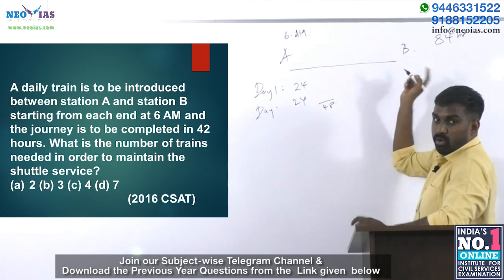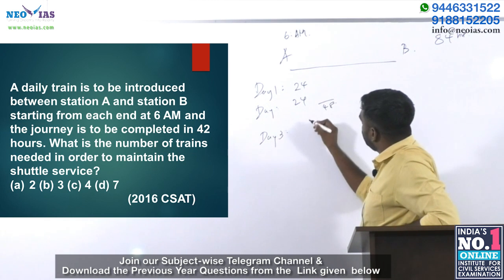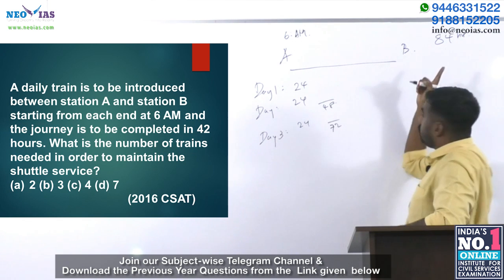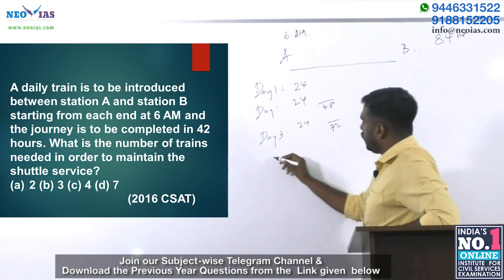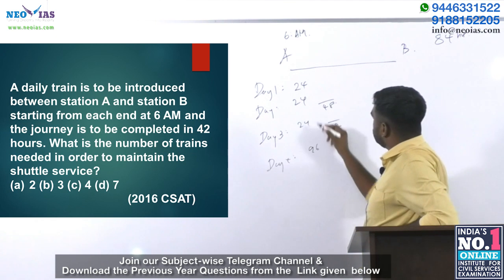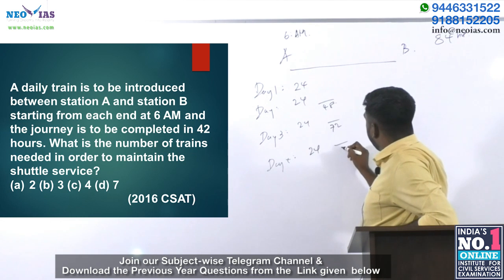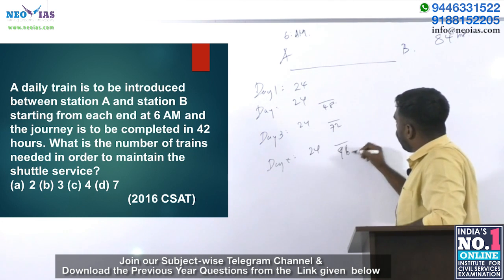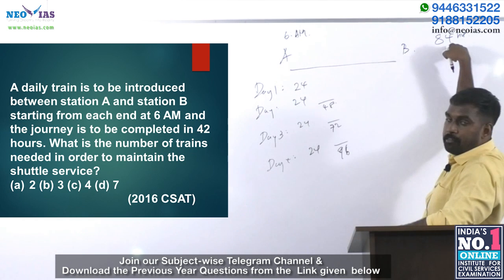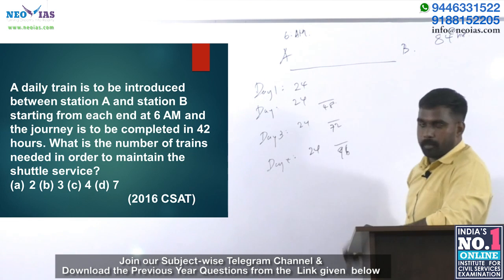Does the train return? No. In day 3, 24 again, 24 hours. 72 hours is gone. Does it return? No. In day 4, again 24 hours has gone, so it is 96 hours. But it had already reached station A back in 84 hours. That means in day 4 it will return.